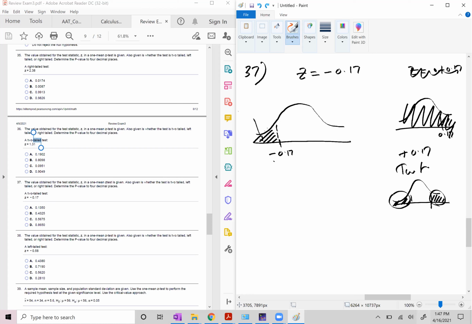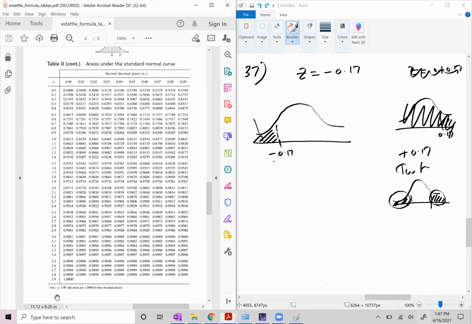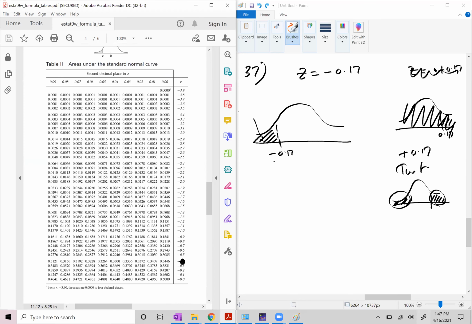So let's find this. Negative 0.17, you look in the z table. Negative 0.17 will give me 0.4325. Sorry, 4325. This is the answer, right?